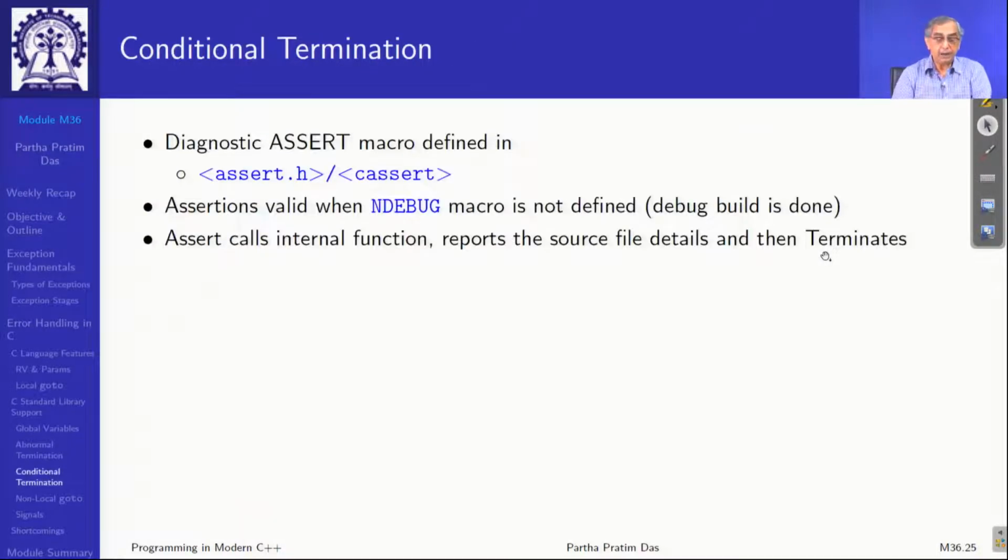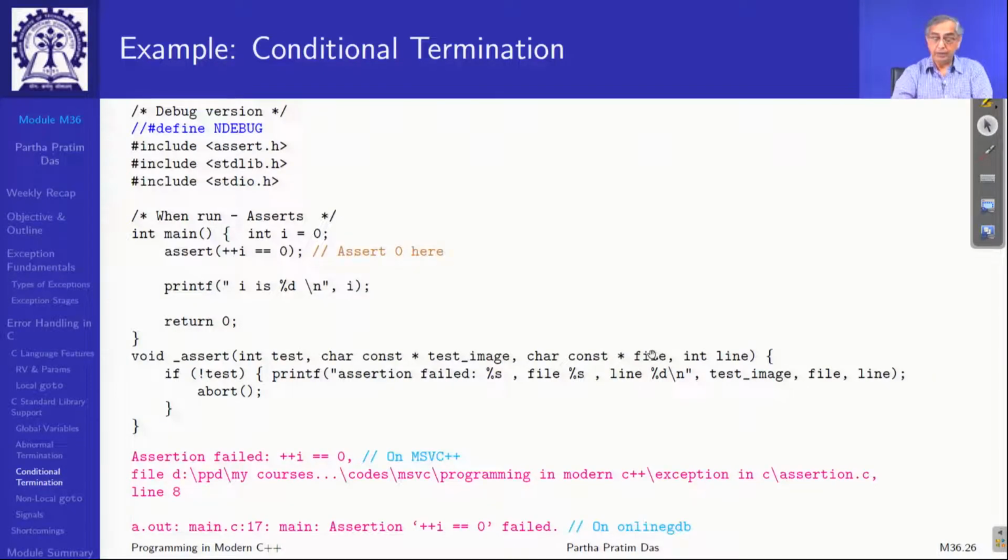There is a conditional termination also. You have a feature in assert where you can assert a certain property under the debug build. You do that using the NDEBUG definition of the compiler. So, debug or NDEBUG means do not debug, debug means debug. I have kept it commented, so I am in the debugging build and I say assert and I say some condition. If that condition fails, then it will terminate the program at that point.